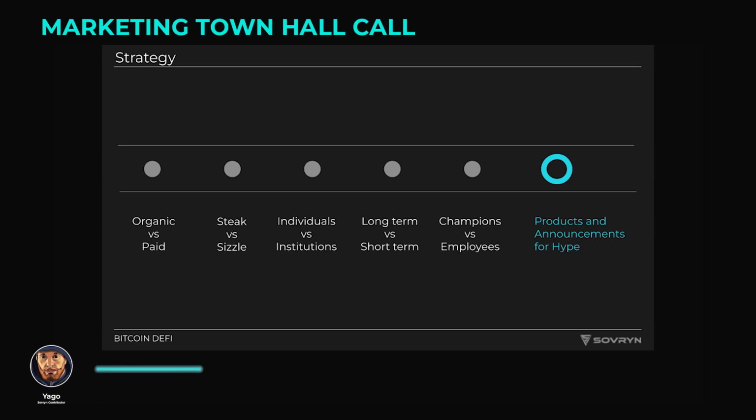And finally, there's the question of hype spikes, right? So beyond all of these trade-offs, there's also a question of how we're going to drive those sugary rushes of hype and excitement around what we're doing. And I think that is primarily going to be driven by product, partnership, and other types of announcements.